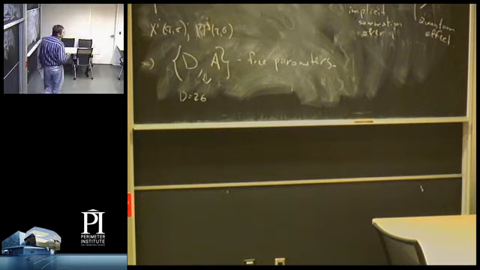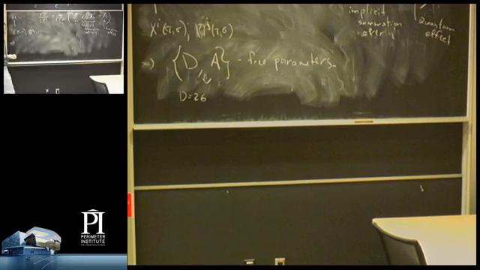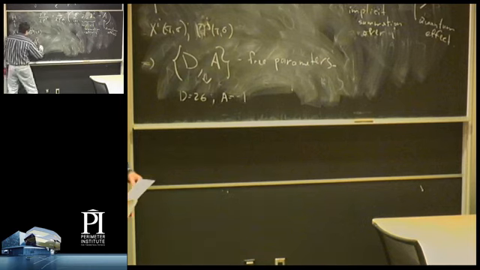So far, everything that we did depends on two parameters, right? The two numbers that enter the theory are D, the number of space-time dimensions, and A. So those are three parameters.